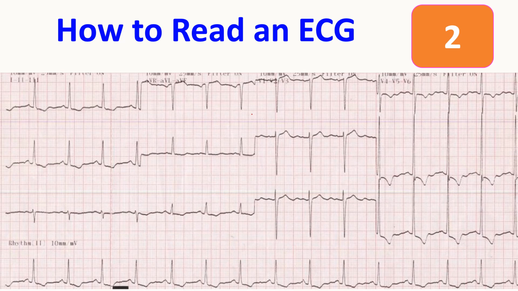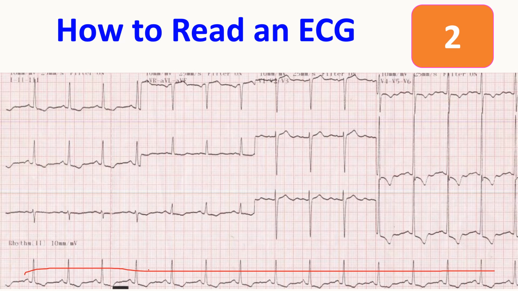Last day we discussed a normal ECG and regarding determination of heart rate and initial few parameters of the ECG. Now we are discussing an abnormal ECG. Here you can see the rhythm strip. This is the rhythm strip in the ECG. It is a normal sinus rhythm because every QRS is preceded by a P wave and they are all regular. So this is normal sinus rhythm.